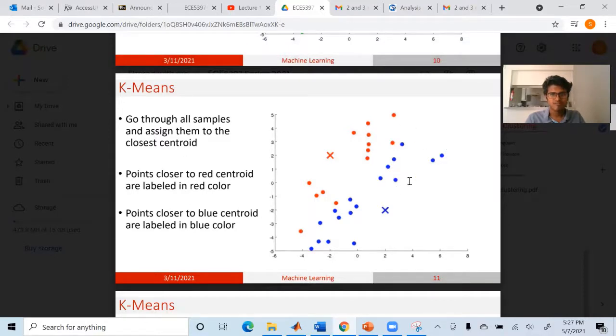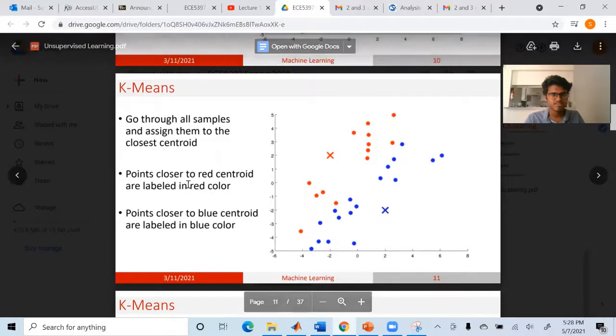For all the samples, whichever points fall closest to a centroid, we'll have to mark them separately. Consider this point. The shortest distance to this point is this red cross rather than the blue cross, so it has been assigned red. Same with this one, where the distance to the red cross is lower than the distance to the blue cross. So similarly we have grouped them into a red one and a blue one. This is what is shown here: points closer to the red centroid are labeled in red, and similarly with the blue.